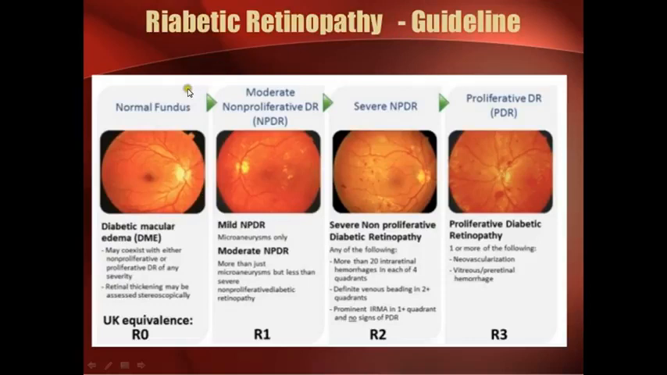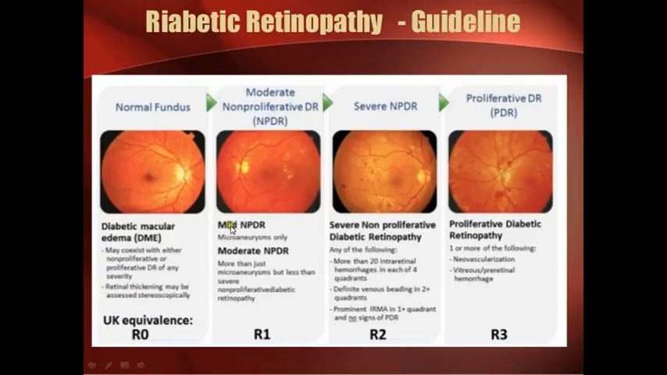According to the guidelines, we have stages of diabetic retinopathy. Normal fundus, macular edema. This is the macula, the area which has the maximum vision. Diabetic macular edema may coexist with either non-proliferative or proliferative diabetic retinopathy of any severity, and retinal thickening may be assessed stereoscopically. In a normal fundus there is no macular edema. The edema of this macula can be present at any stage. This normal fundus, the UK equivalent, is called R0.